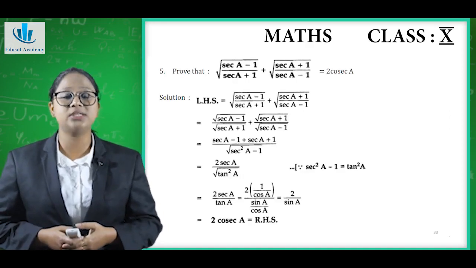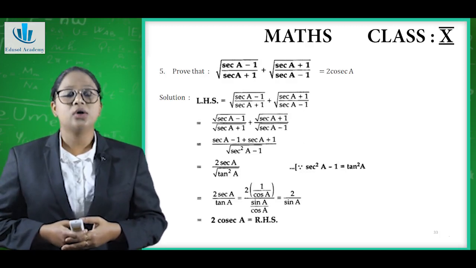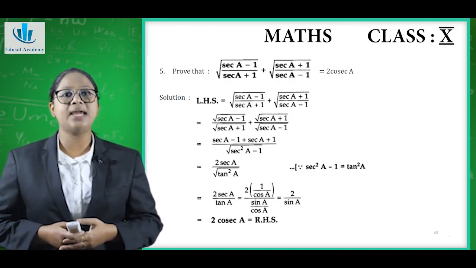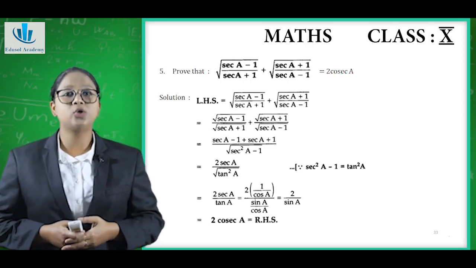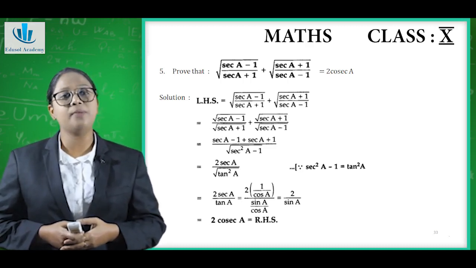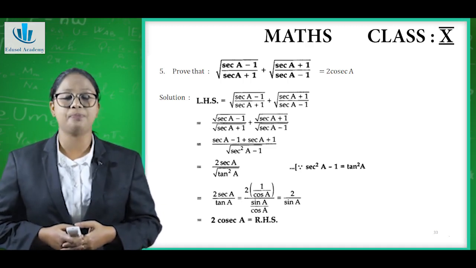Moving on to the next question. This is another frequently asked type of question. Root of (cosec A minus 1) by (cosec A plus 1) plus root of (cosec A plus 1) by (cosec A minus 1) is equal to 2 cosec A.